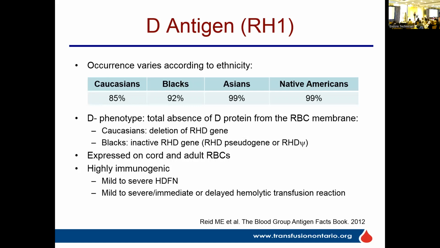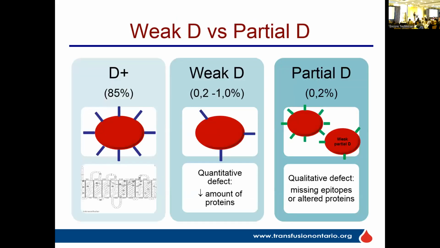The D antigen is expressed on cord and adult red blood cells, as we've seen previously. And as you all know, it's highly immunogenic, so it can cause mild to severe HDFN, and it can also cause mild to severe immediate or delayed hemolytic transfusion reactions. There are more than 100 mutations that have been characterized for the D antigen, some of which can cause weak D and partial D.